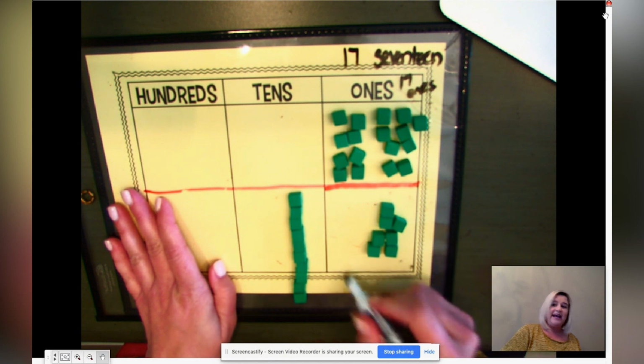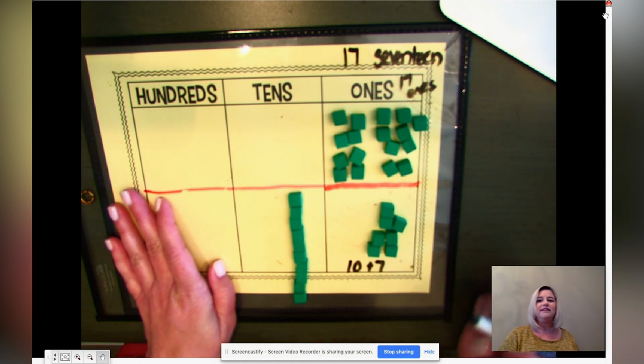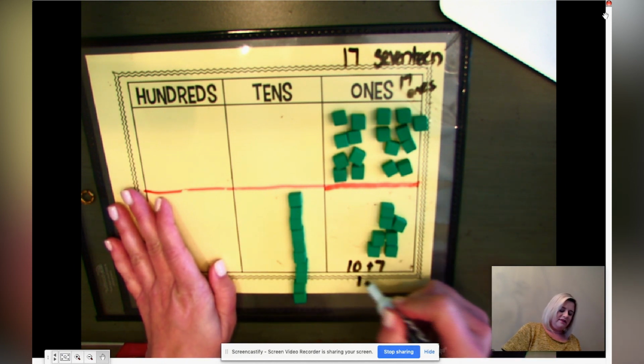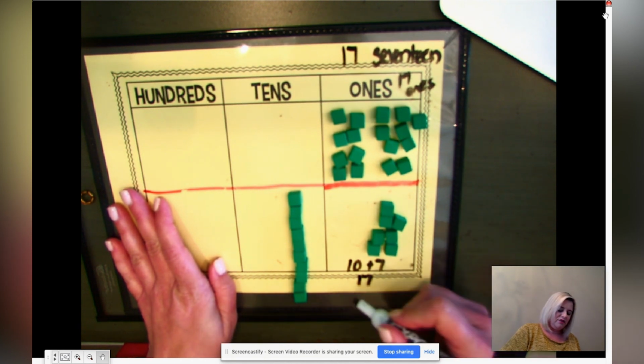Yes, we can say 10 plus 7. Very good. Then we can say the number 17, and we can say the word 17.